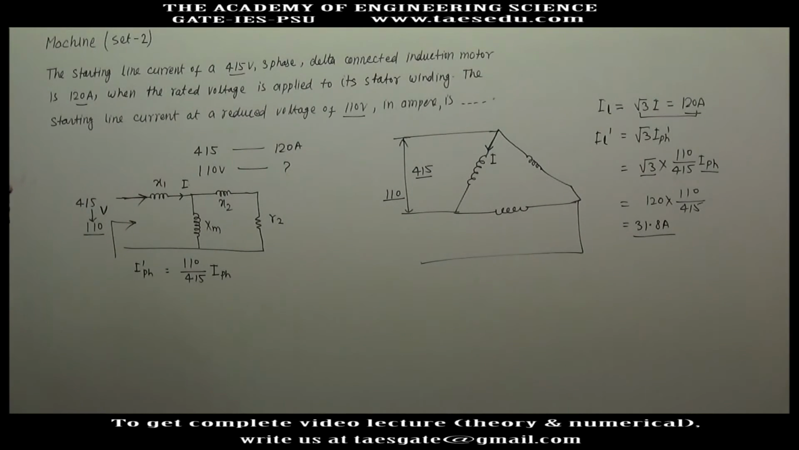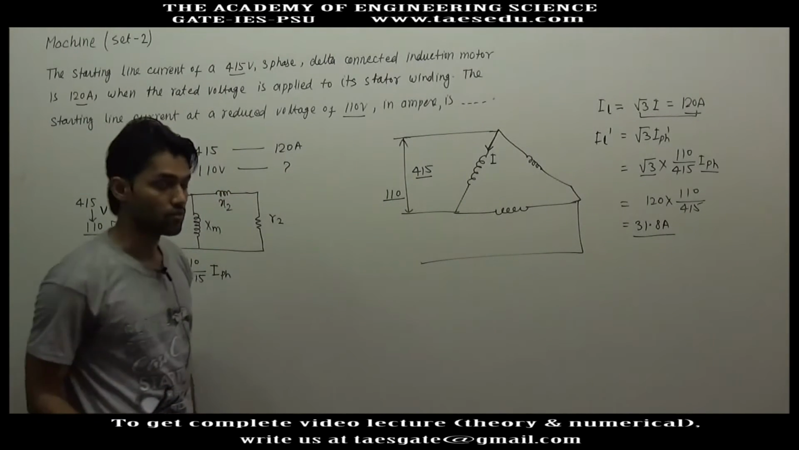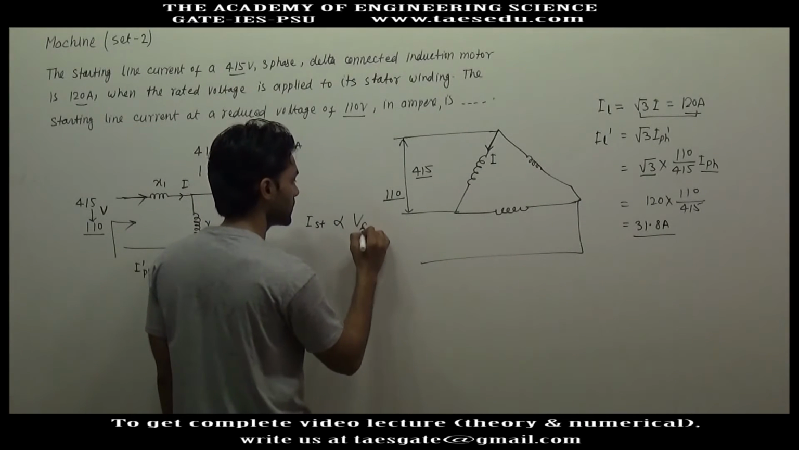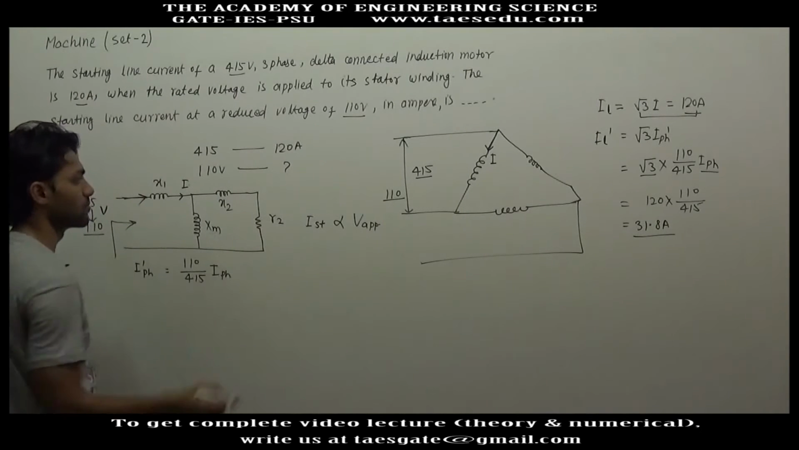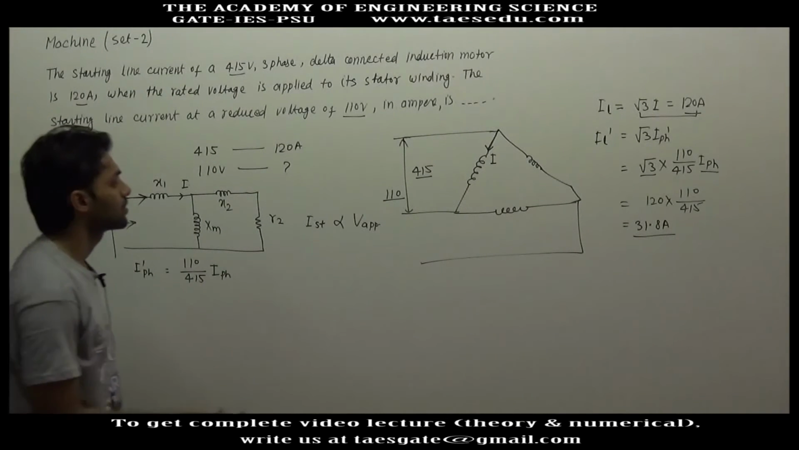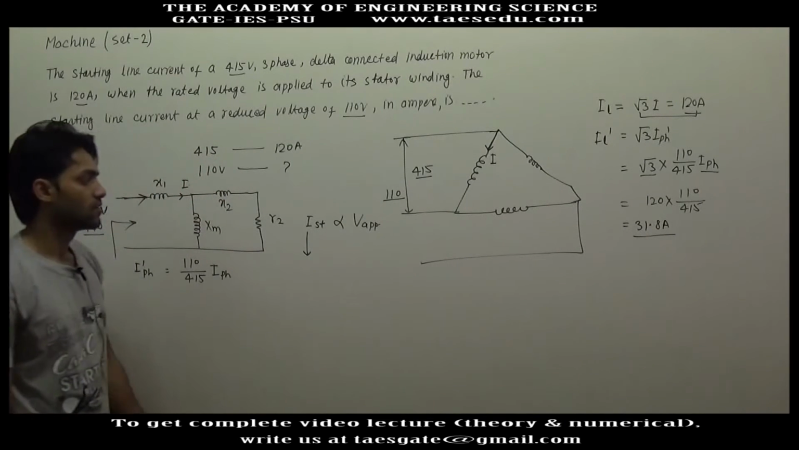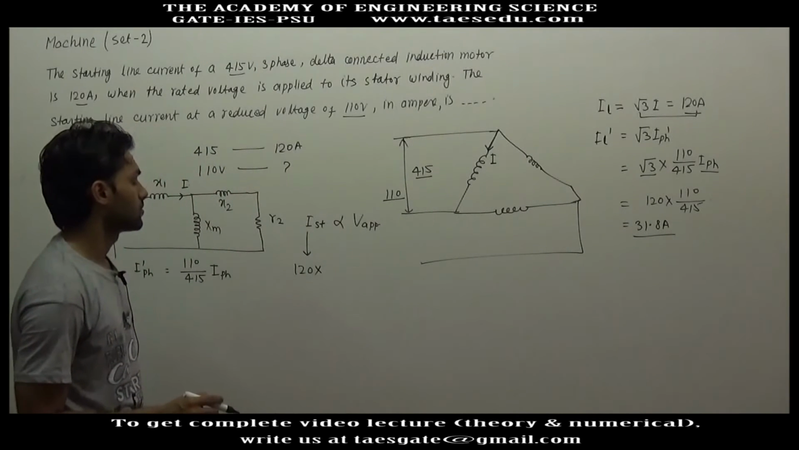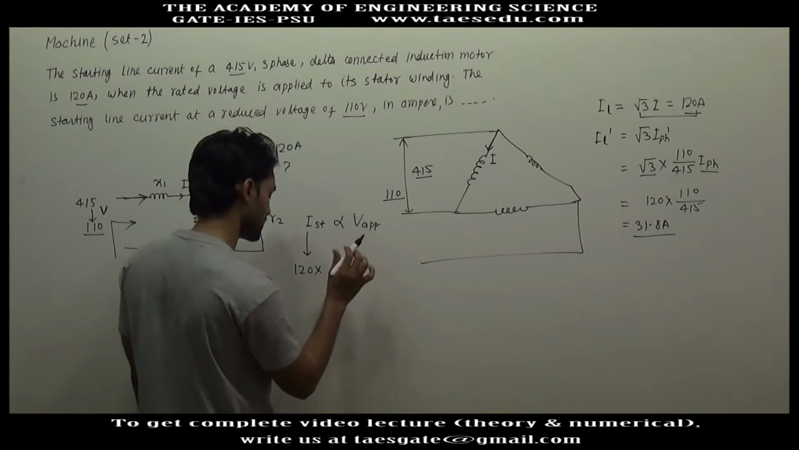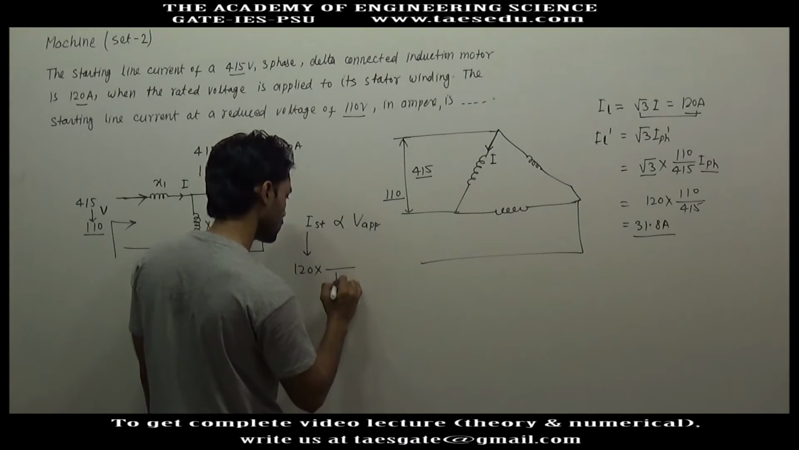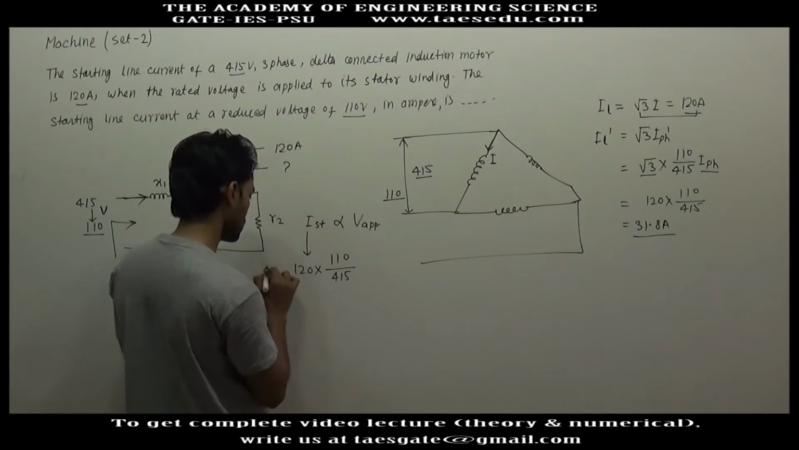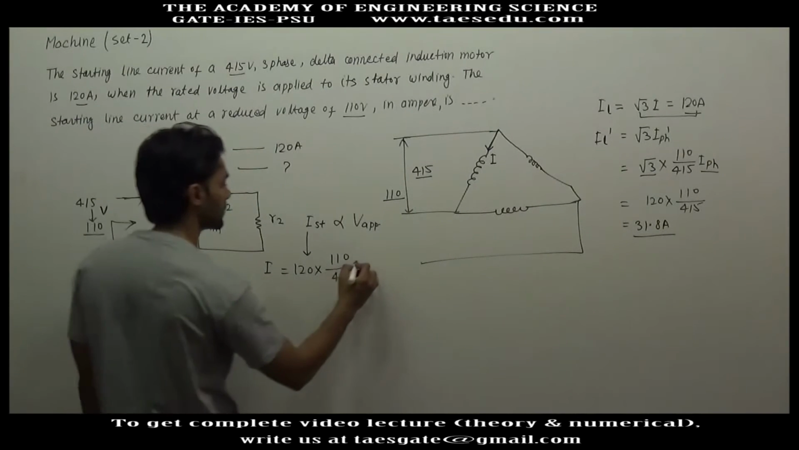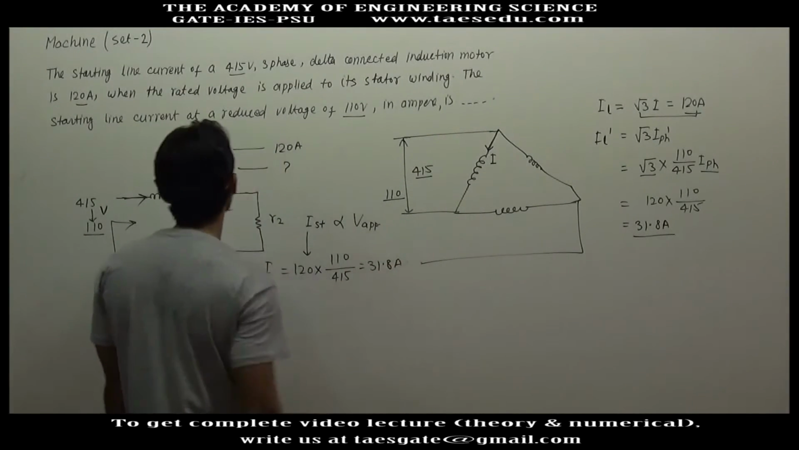This is a very easy question. In any machine or in induction motor, the starting current is directly proportional to voltage applied across the terminal. So current will reduce in the same ratio in which voltage has been reduced. Initially current was 120 ampere, and voltage is reduced from 415 volt to 110 volt. So new starting current will decrease in the same ratio. This will be 31.8 ampere.